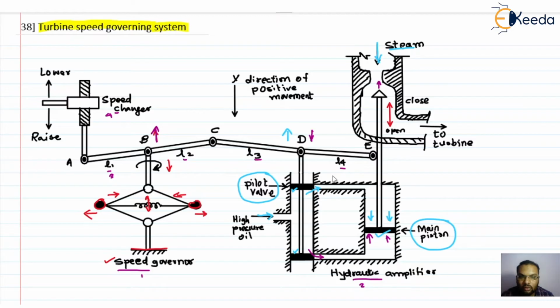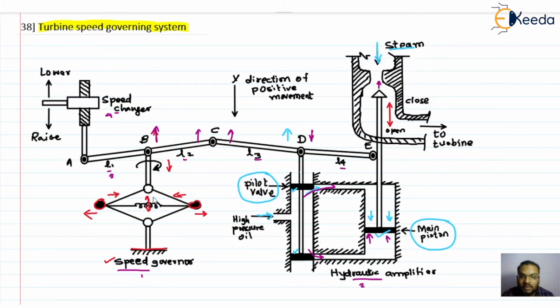Okay, so just make a small change here. As B is moving upward, D will also move upward. See how it will move. As B is moving upward, the link will move this way, so definitely this portion of the link will move upward. So we can say that as point B moves upward, D will also move upward. As D is moving upward, the high pressure oil will go this way and push down my main piston, allowing more steam to pass.